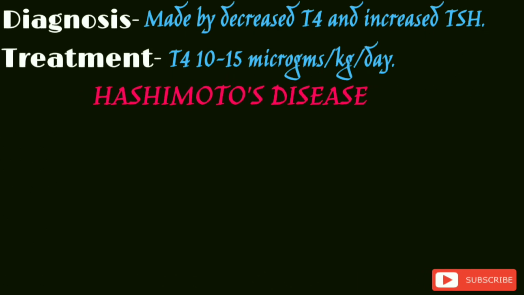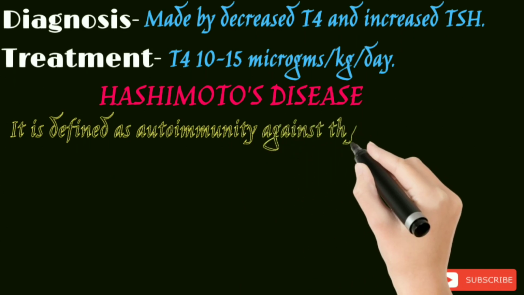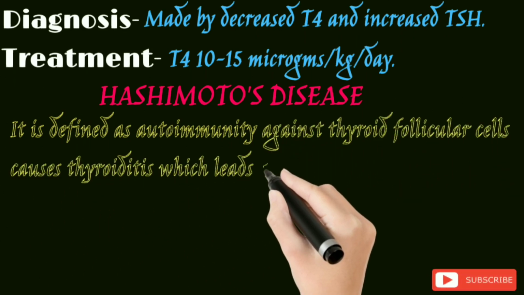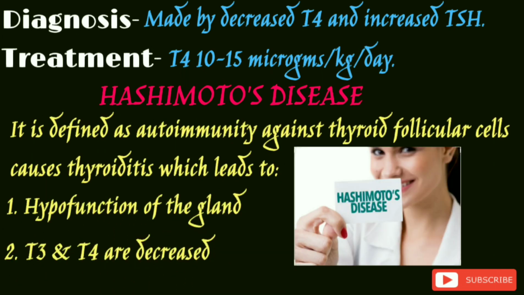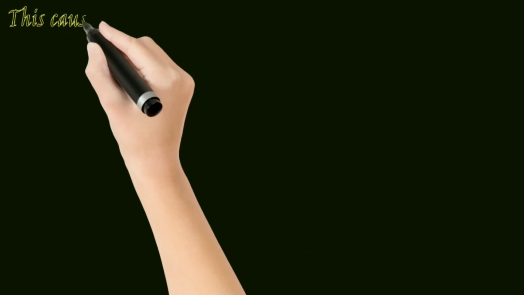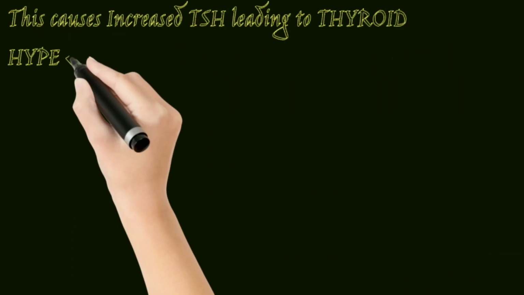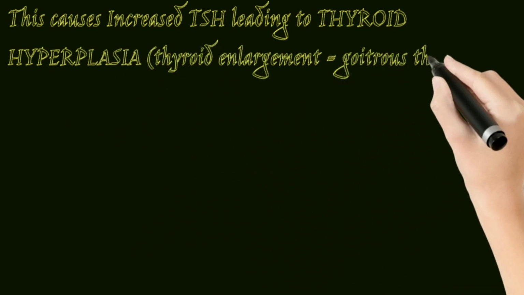Now, Hashimoto's disease. It is defined as autoimmunity against thyroid follicular cells. It causes thyroiditis, which leads to number 1, hypofunction of the gland. Number 2, T3 and T4 are decreased. This causes increased TSH, which leads to thyroid hyperplasia, means thyroid enlargement, or we can say goitrous thyroid.